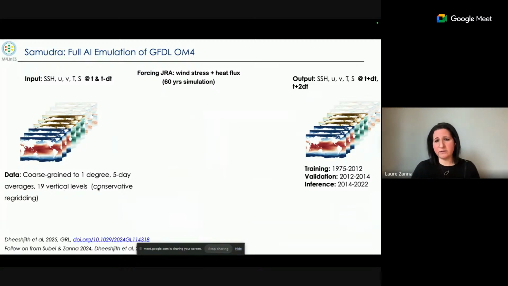And we do that in a conservative regridding because we want to make sure that all the quantities that we care about are still conserved, right? This is important at the end of the day. But it's a big model reduction in terms of the size of the state vectors that we have.